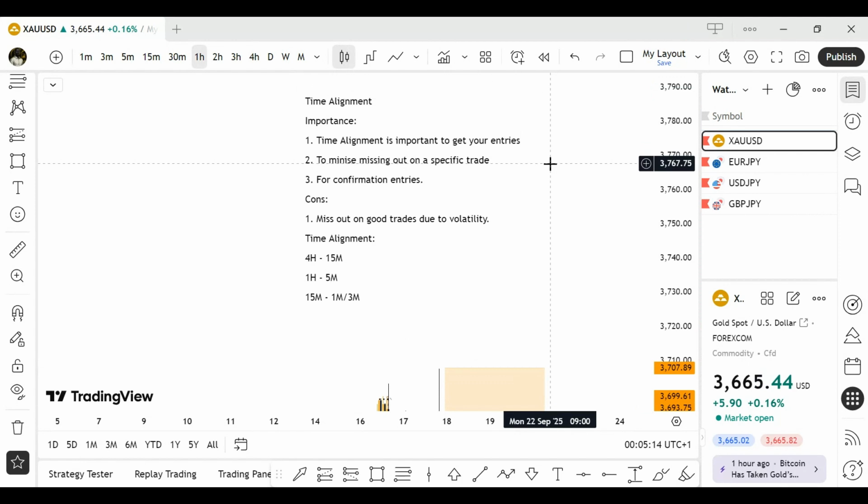So today I'm going to be talking about time alignment. There are so many people who get confused about this and they are doing it the wrong way. So if you stick to the end of this video, I'm going to show you how you can align different time frames, to catch good trades as a trader and stop missing out on a particular trade.